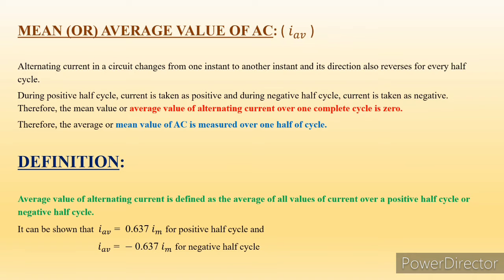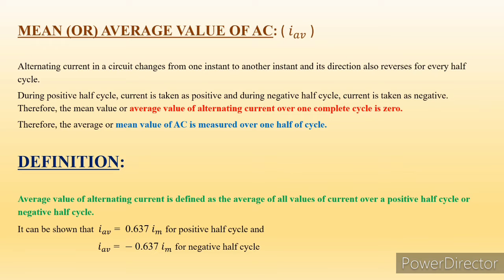Mean or average value of AC. Alternating current in a circuit changes from one instant to another instant, and its direction also reverses for every half cycle. During the positive half cycle, current is taken as positive, and during negative half cycle, current is taken as negative. Therefore, the mean value or average value of alternating current over one complete cycle is 0. Therefore, the average or mean value of AC is measured over one half of cycle.